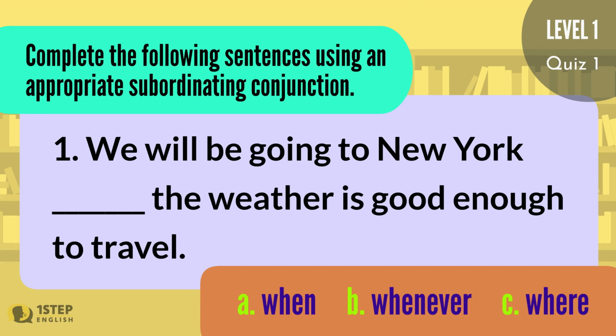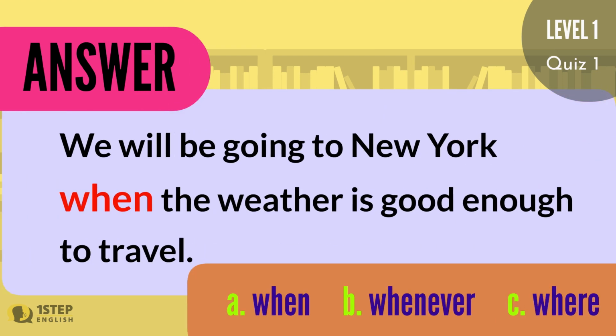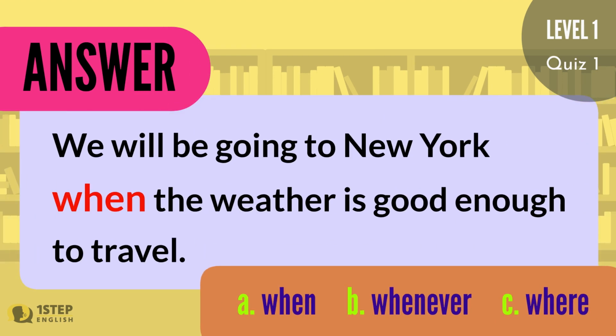Number 1. We will be going to New York, the weather is good enough to travel. Letter A. When. Letter B. Whenever. Letter C. Where. The answer is letter A. When. We will be going to New York when the weather is good enough to travel.